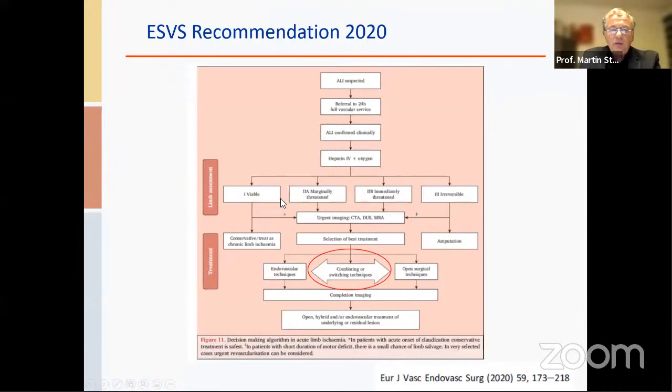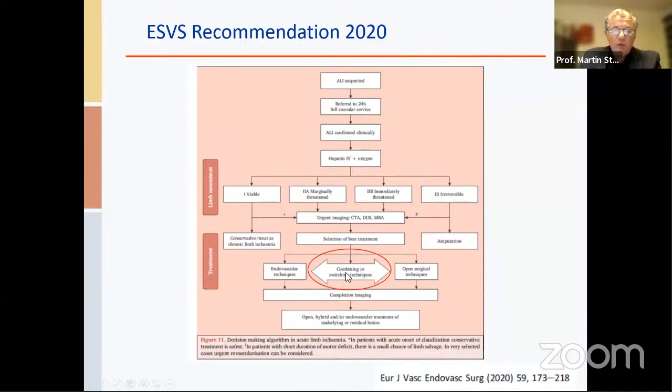It says you first have to make a classification, then you do some imaging, CTA or duplex or whatever you choose to do. And then it says selection of best treatment. This is very interesting because this is open to the individual physician. And then you decide what to do, endovascular or surgical, or switching techniques or combining hybrid procedures.